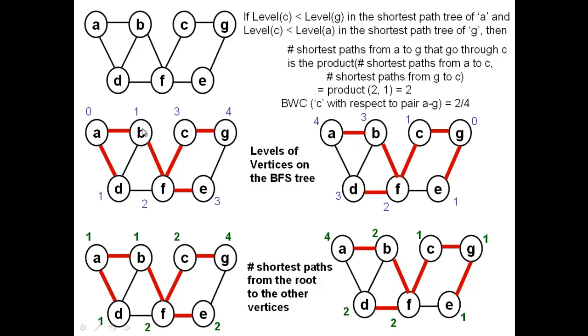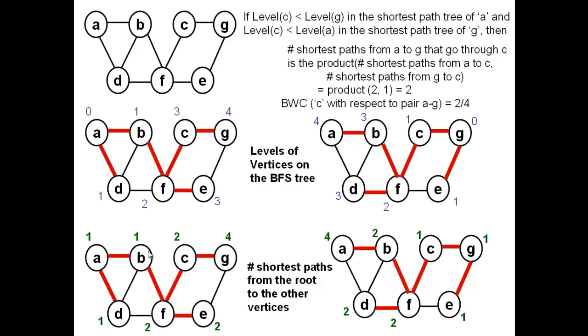So for B and D, which are at level 1, the number of shortest paths will be whatever is up to A. That's the only predecessor for B and D, which is A. So that same number of shortest paths will continue to the downstream vertices B and D. So there's one shortest path from A to itself, and we have to take this edge to reach B. So there's only one shortest path from the root to B as well as from the root to D.